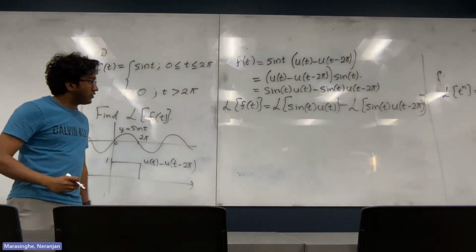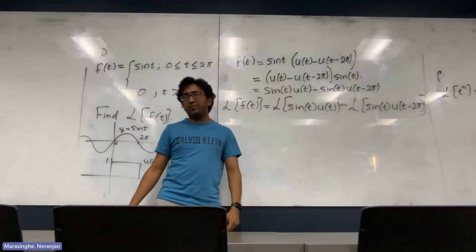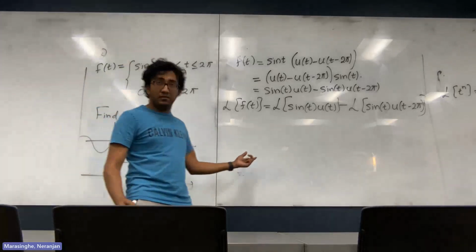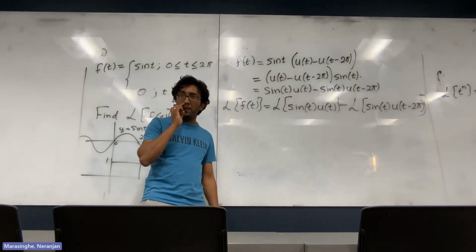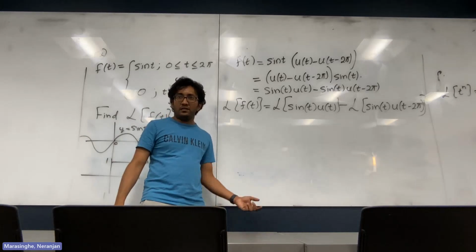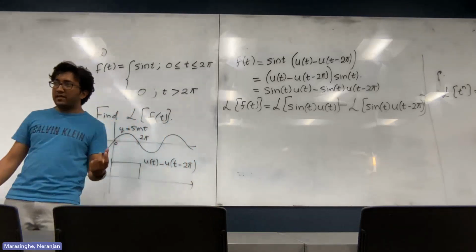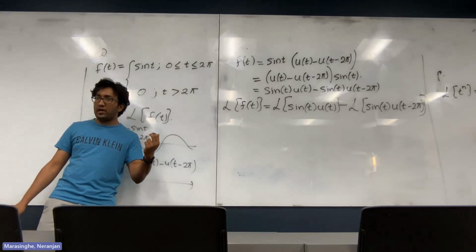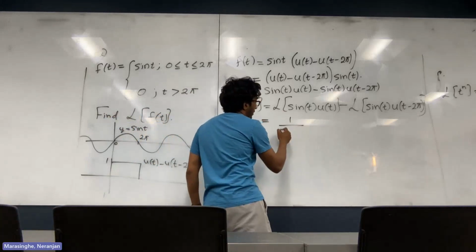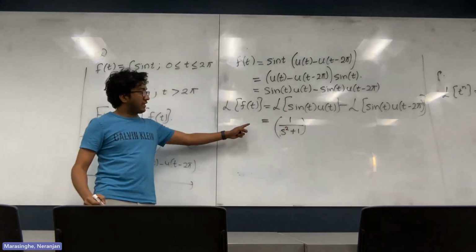Now we are in a good position. This is something that we know. What is the Laplace transform of sine t? Laplace of sine omega t would be omega divided by s squared plus omega squared. So instead of omega, I have 1. So what would I get? 1 divided by s squared plus 1. This is what I get for this one.